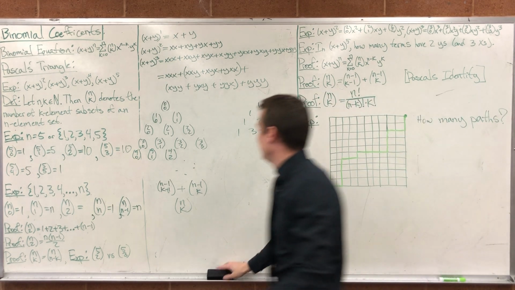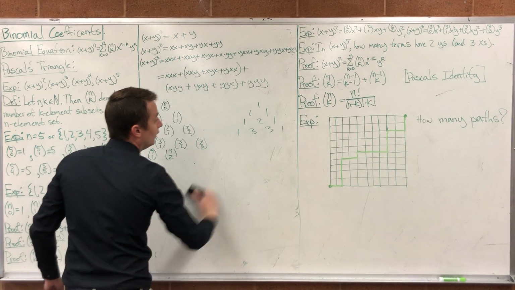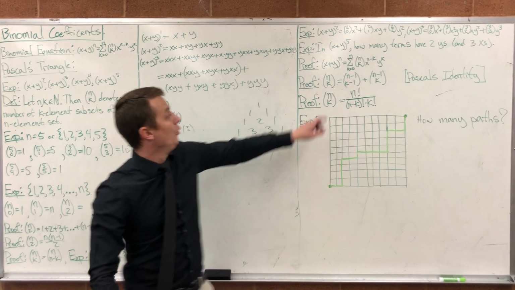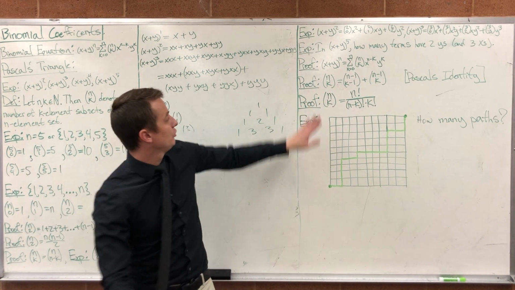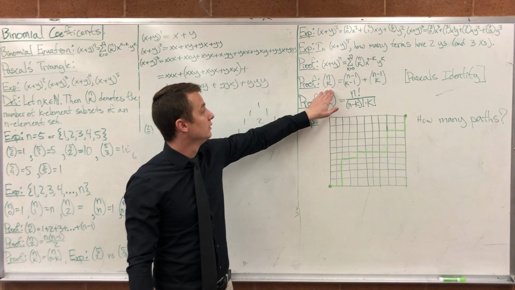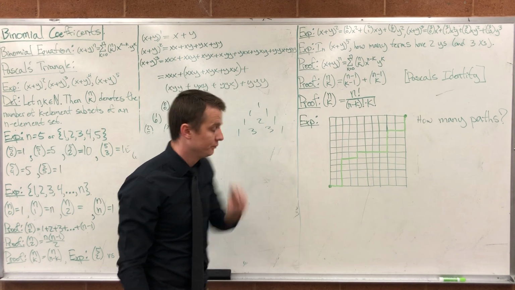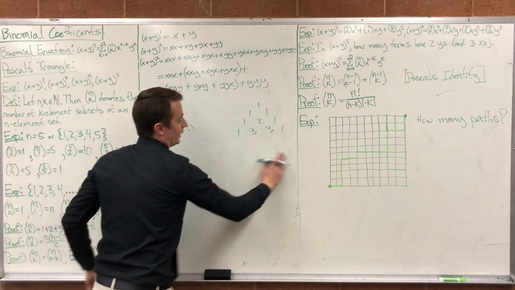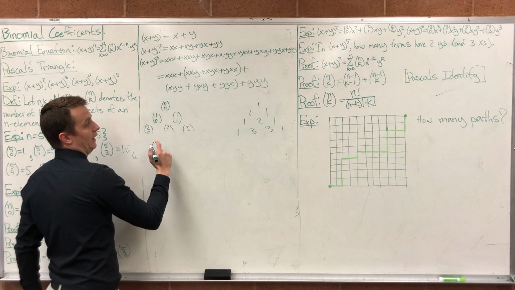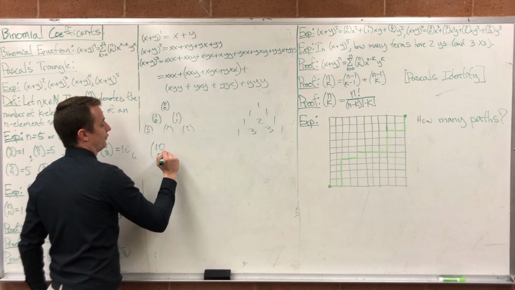Okay, so let's prove that. And it's just a counting proof. What does n choose k count? The number of subsets. Perfect. Let's do a concrete example and then go back to the formula and I think you'll get it. So imagine I wanted to count 10 choose 5.